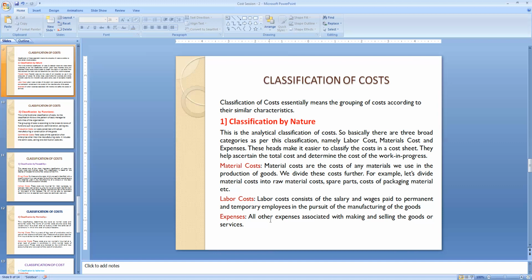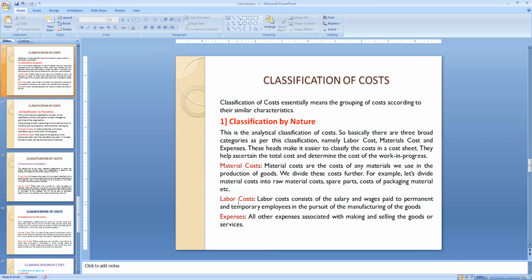Again, the second type of cost is labor cost. What does labor cost mean? It is nothing but the salaries and wages that are paid to the permanent as well as the temporary employees during the time of manufacturing the goods. Again, in the case of labor cost, labor can also be called wages.